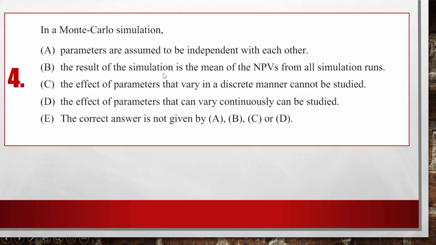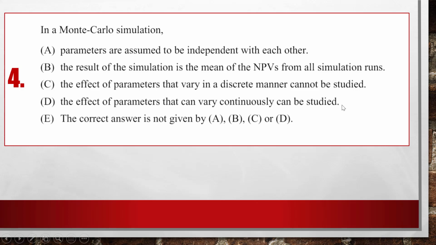B. The result of simulation is the mean of NPVs from all simulation runs. This is right as the step in performing Monte Carlo simulation. So B is correct. Now for C, the effect of parameters that vary in discrete manner cannot be studied. This is wrong. Monte Carlo simulation is successful with discrete datasets. So C is incorrect. D, the effect of parameters that can vary continuously can be studied.